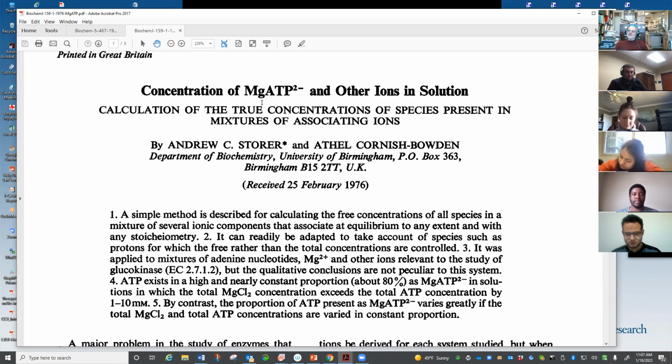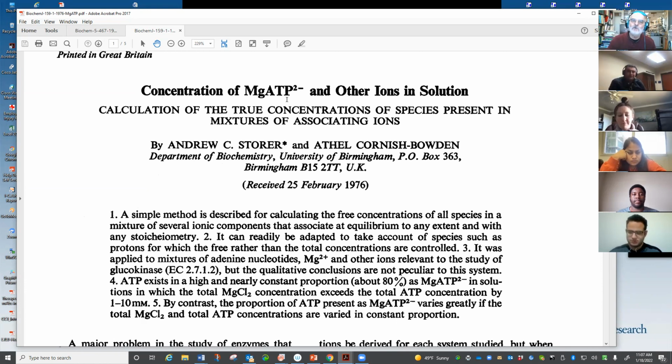What buffer are you going to use? What are the ionic species in the solution? How does it impact the reactions? And what I'm interested in is magnesium ATP. Under what conditions do I have magnesium ATP?